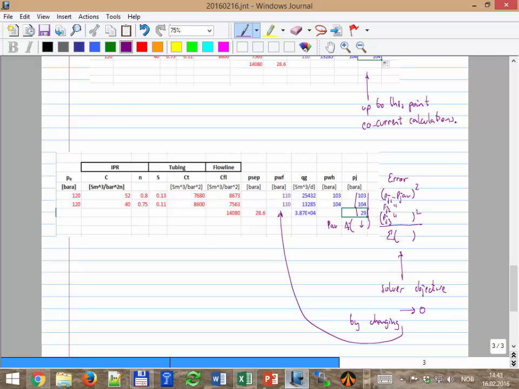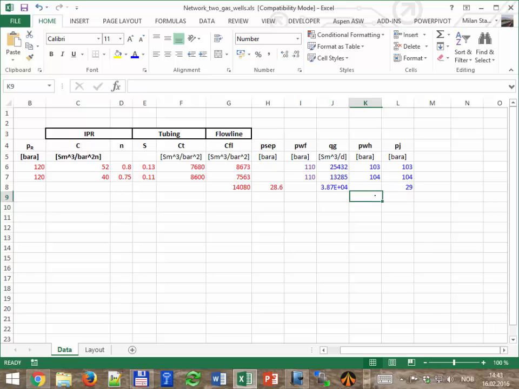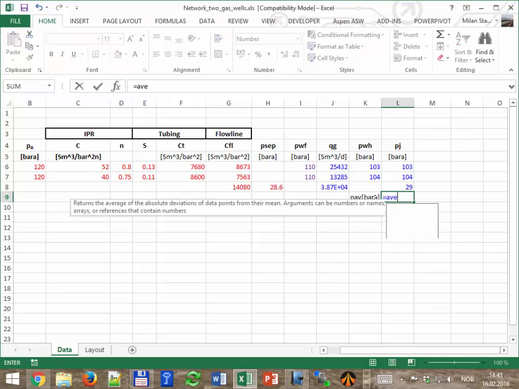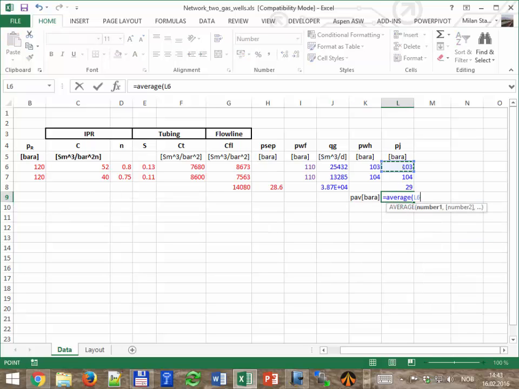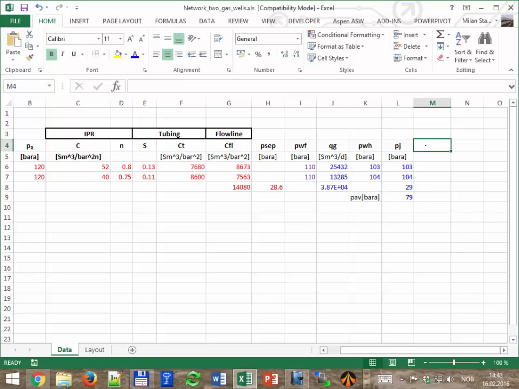Okay, so let's do that very quickly. We create here P average, that's also in bar. Okay, these three, and here I'm going to put the error, and this error is going to be in bar squared, and this will be equal to the pressure junction 1 minus this average that I'm saying. Okay, that's one way of doing it.